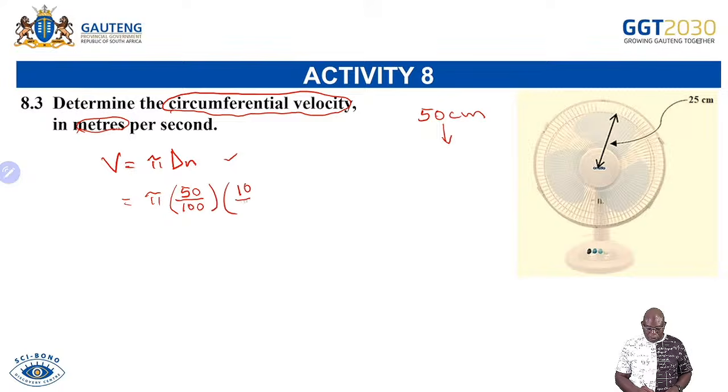The rotational frequency, we got it. It is per second. Then we multiply this. Use the calculator, you get 5.23 meters per second. Write down the units. Please, there will be a time when you will be penalized for the units. Please do write down the units.